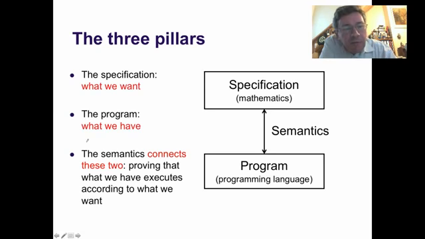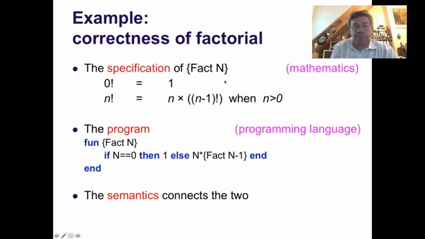So we have three pillars. What we want is the specification, what we have is the program, and then we have the semantics which connects the two. The semantics is the bridge. With the semantics, we connect what we want and what we have. So with the semantics, we can prove that our program is satisfying our specification.